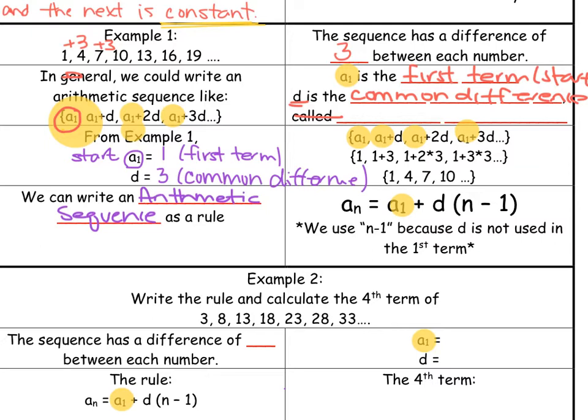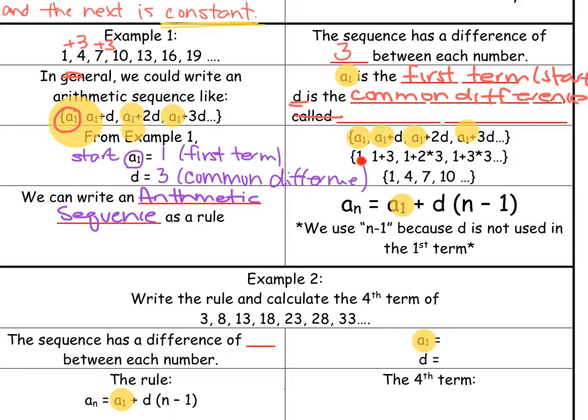this example up here. If my start is 1, the next number right here is my start plus 3. This number is my start, which is 1, plus 3 plus 3. This is 1 plus 3 plus 3 plus 3. And this is 1 plus 3 plus 3 plus 3 plus 3. And we can keep on going.